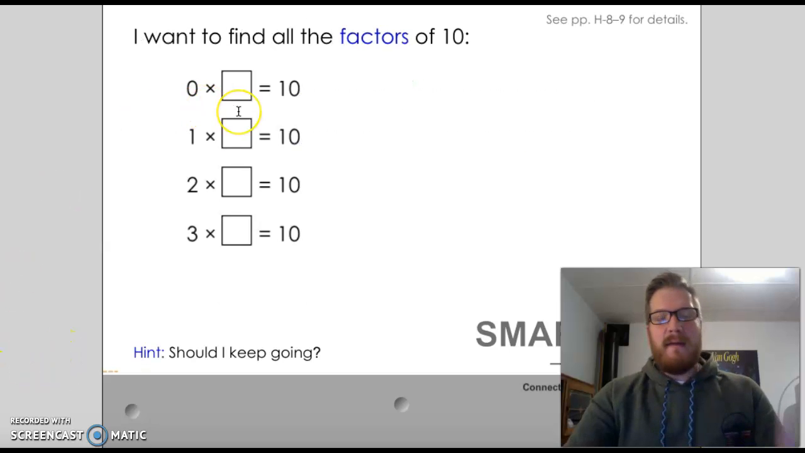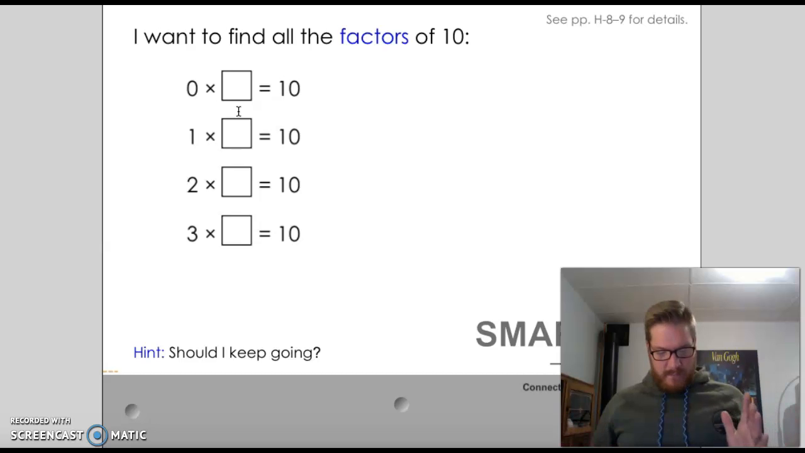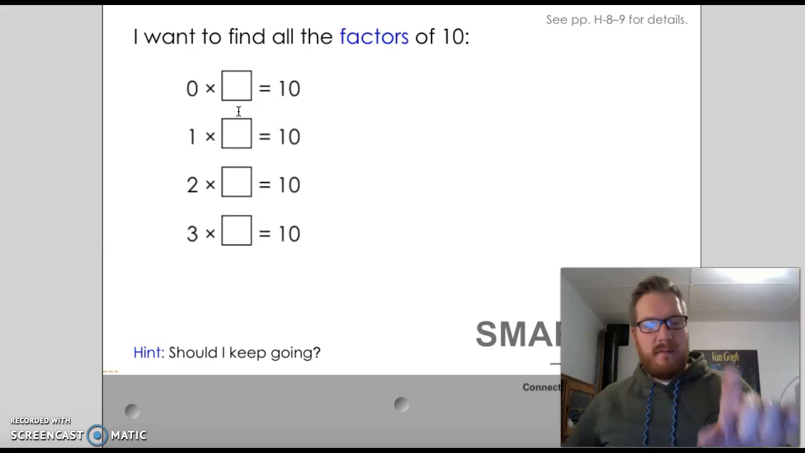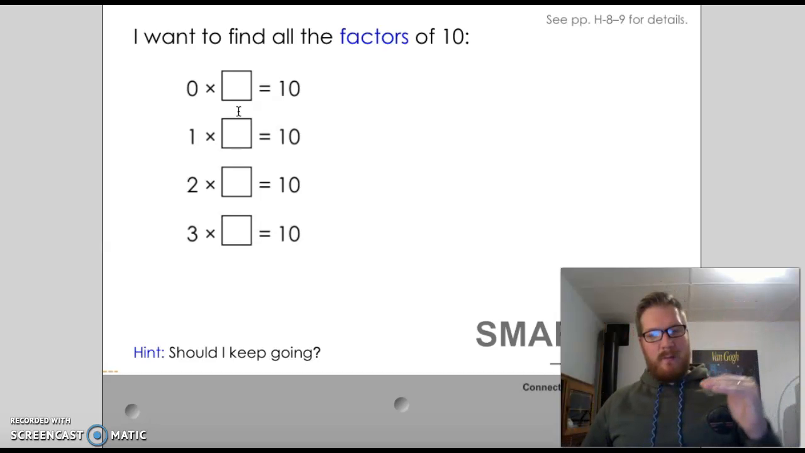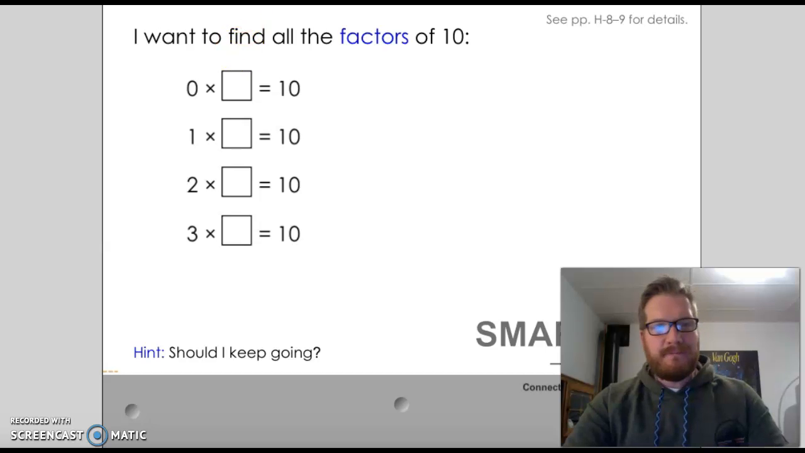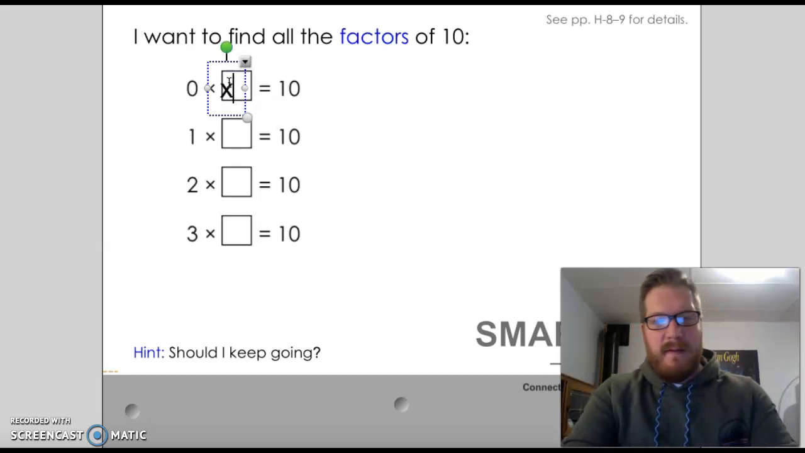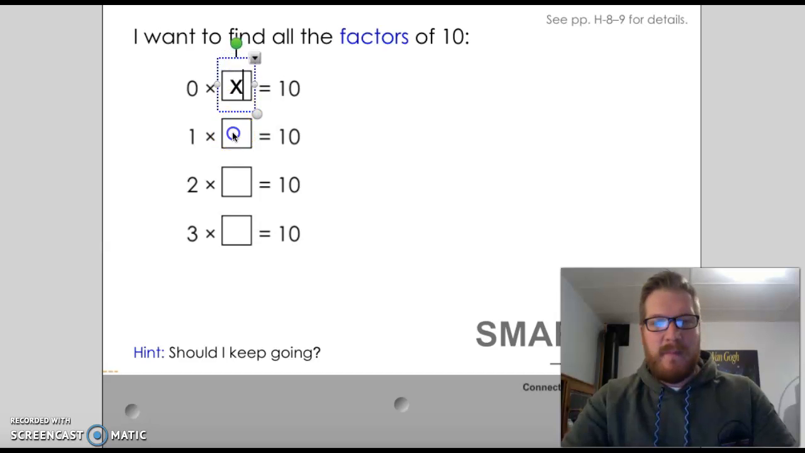All right, so if I want to find all the factors of 10, here is a picture that we can use to help us. It's kind of like figuring out, in an organized way, without doing a whole lot of extra work, all the factors of 10. So if we look here and say, well, 0 times what number equals 10? Realistically, no number times 0 will ever equal any number other than 0. And so we're just going to put an X in that box.